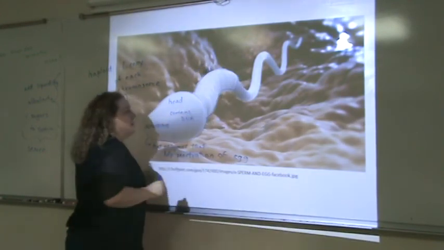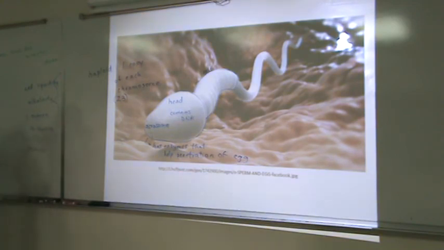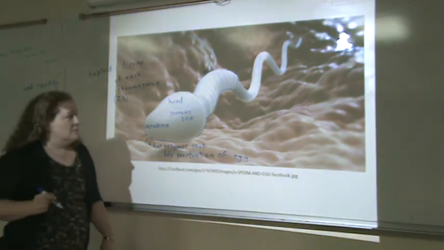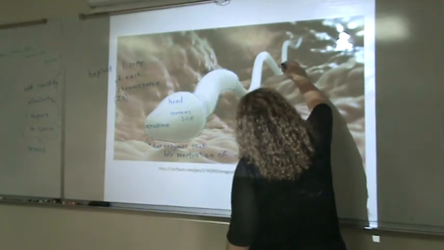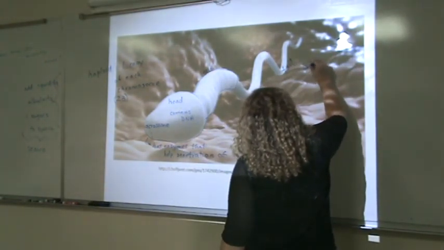This region of the sperm is the neck. That's the neck of the sperm. It is not particularly exciting. This region is the tail. And the tail aids in swimming.